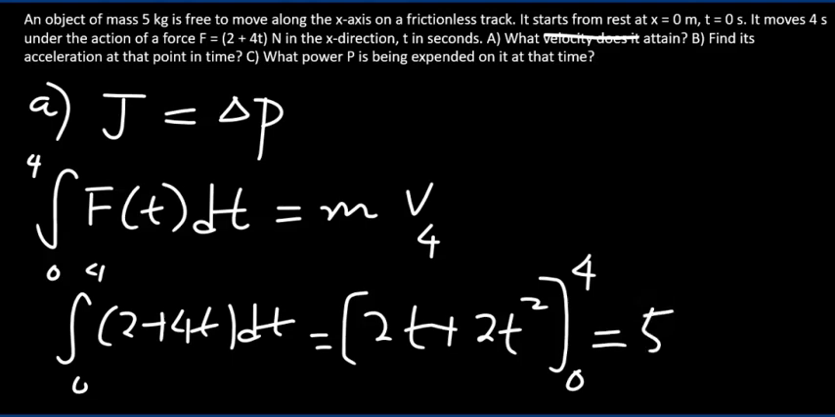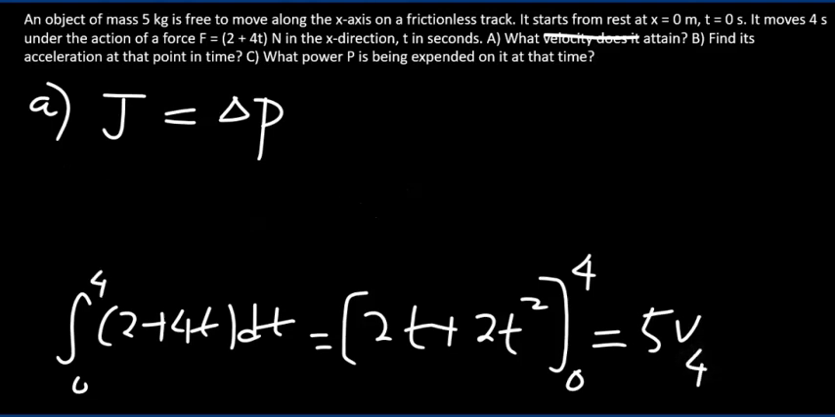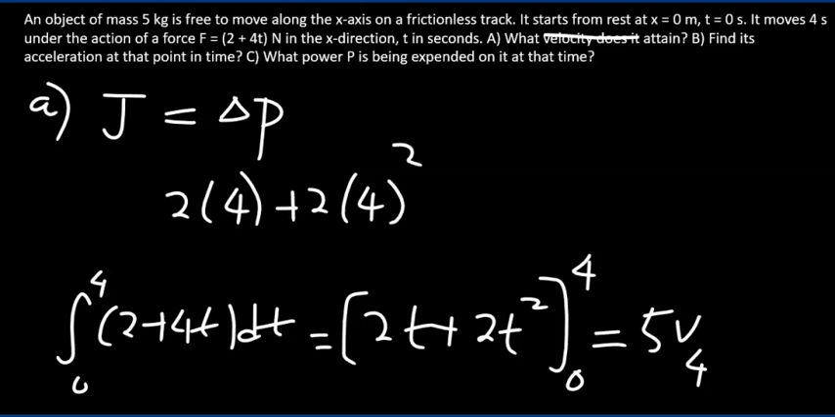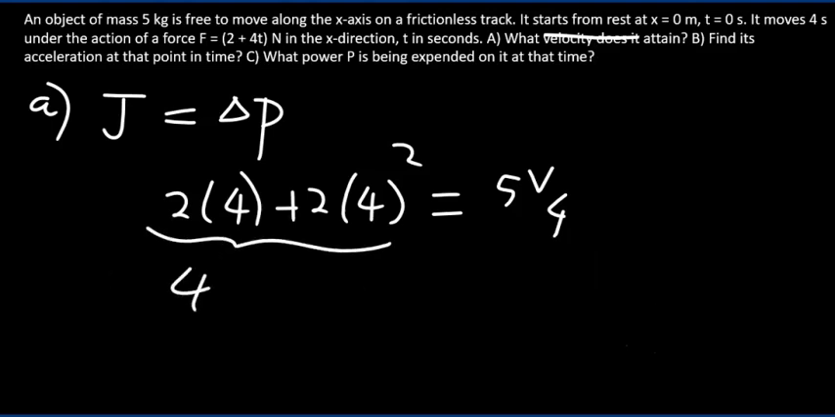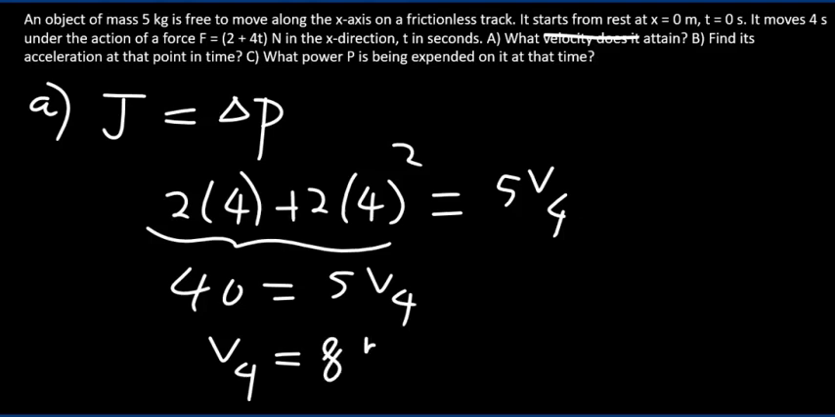M is 5 kg, and v at t equals 4 seconds is what you want to determine. Substituting the limits, you get 2 times 4 plus 2 times 4 squared, and that equals 5 times v at t equals 4 seconds. So the left-hand side is 40, and the right-hand side is 5 times v4, so that means v4 is 8 meters per second.